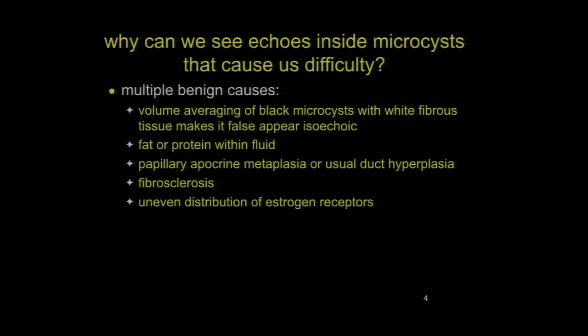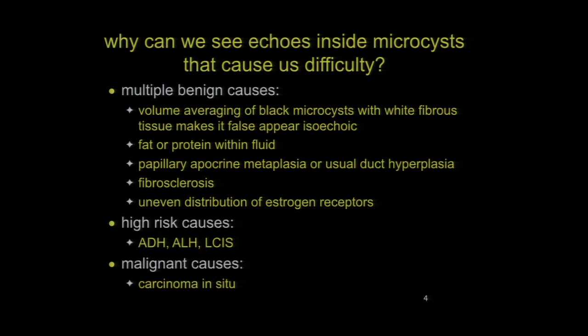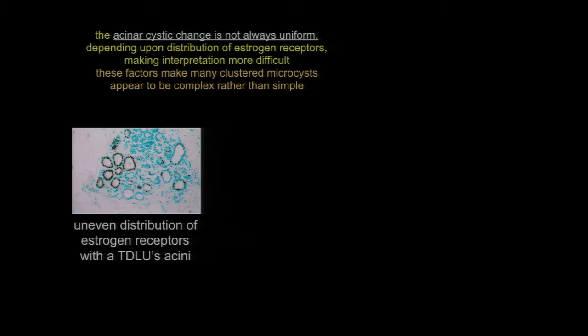The little microcysts, the spongiform microcysts, can't be resolved on a low-end machine, but can be resolved on a high-end machine. Now, why do we get all these echoes inside a cyst? Well, there's lots of causes. Volume averaging of black microcysts with white fibrous tissue, fat or protein in the fluid, papillary apical metaplasia, usual duct hyperplasia, fibrosclerosis, or uneven distribution of estrogen receptors. And then you can also have ADH, ALH, and LCIS and malignant causes, carcinoma in situ.